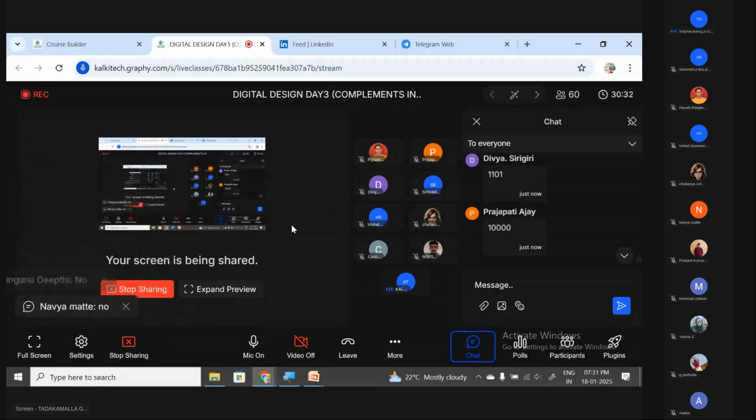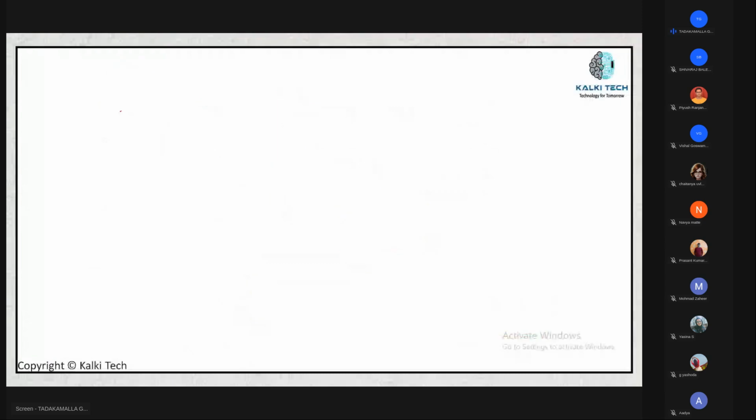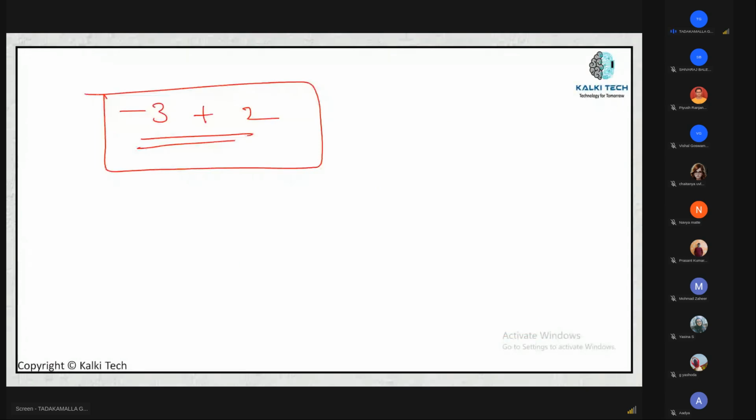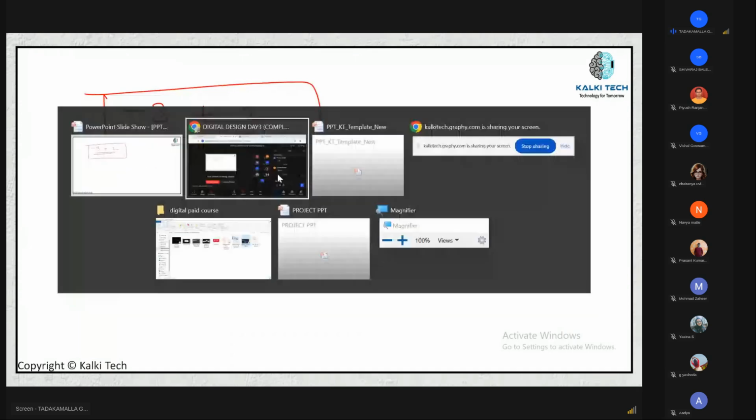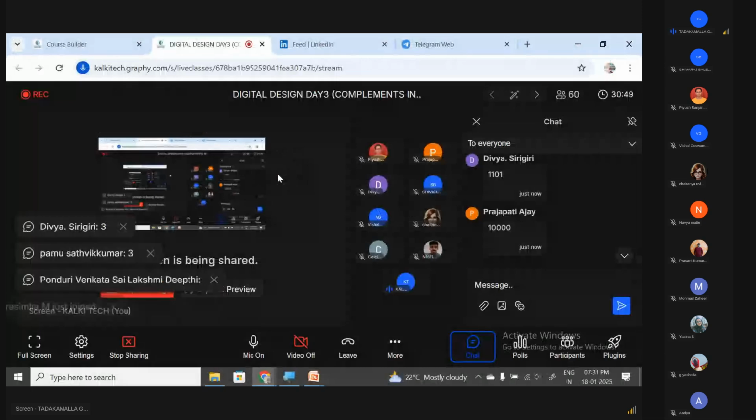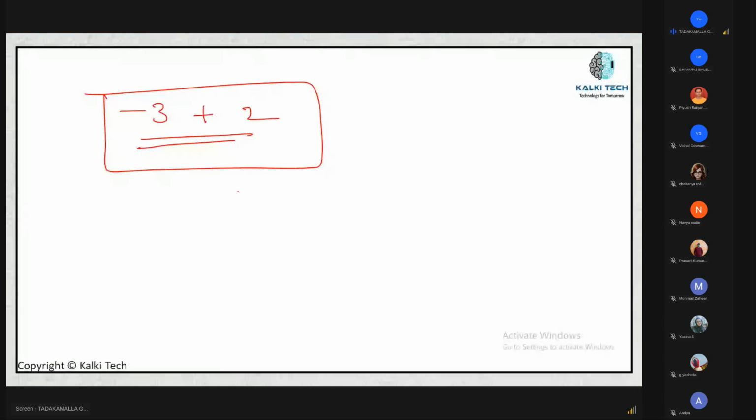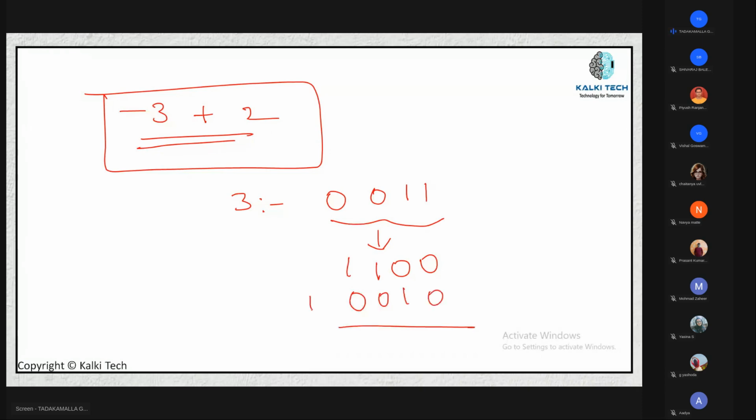Now, let's say you have to perform -3 plus 2. On which number are you going to perform one's complement? We should first write 3 in its normal form, that is 0011. Then we perform the one's complement on this number, and we get 1100. And 2 we write as it is, that is 0010. And we are going to add these two numbers: 1110.